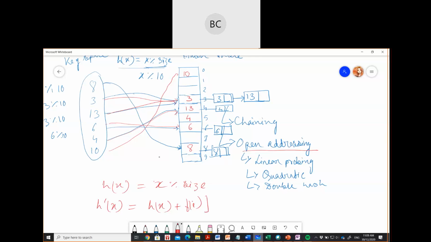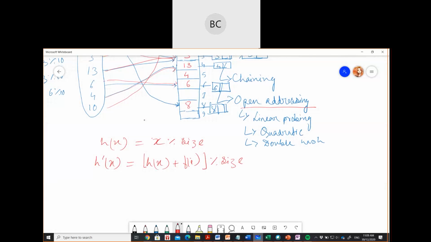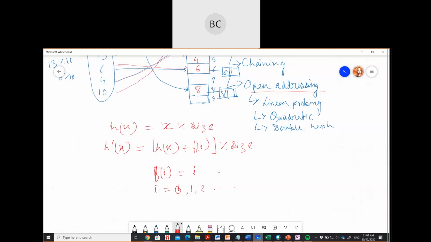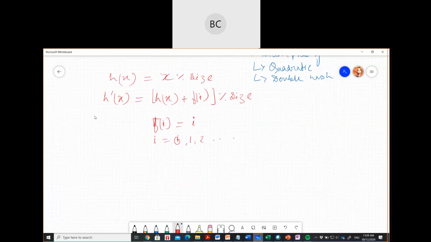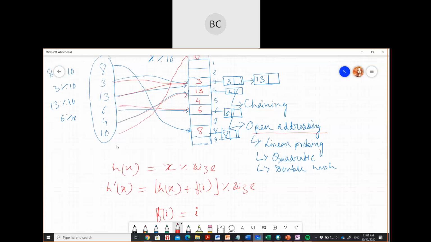The size will remain the same. This is our modified version which we use for linear probing. For linear probing, the value of f of i will be i, and i will start from 0, 1, 2, 3 and so on. Now you see what will happen. Let's check the same thing again. I want to draw it again, but anyway, just get it from here.